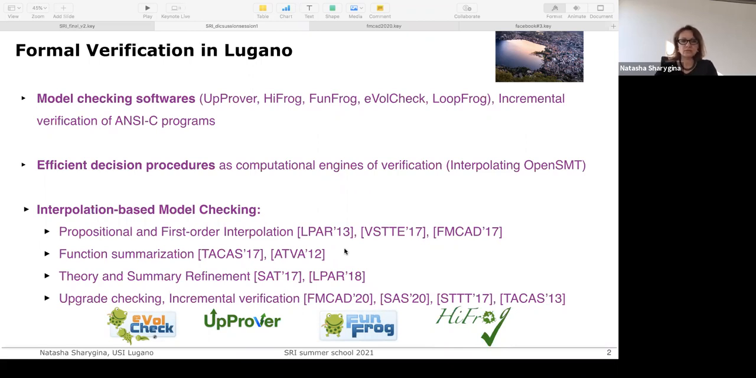And one of the tracks we are pushing quite hard is the interpolation-based model checking. So we have a large framework for computing interpolants, Craig interpolants, for various modeling logics, which could be utilized for efficient symbolic reasoning when it comes to model checking. And HiFrog and UpProver are the instances where it really works quite nicely.